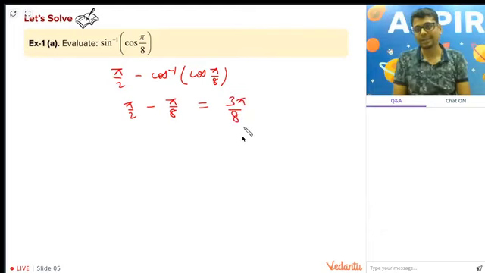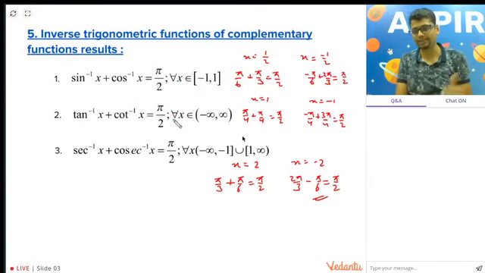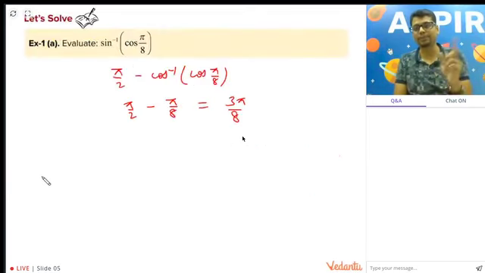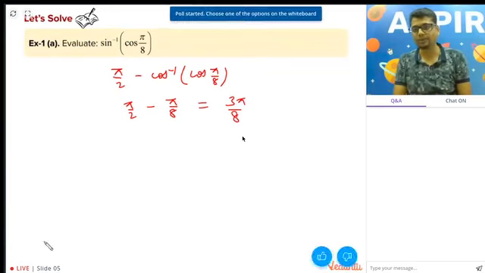So in case there is doubt, please ask. This is the main slide in case some of you have missed while joining late. Sin inverse x plus cos inverse x is pi by 2. So as tan inverse x and cot inverse x, and sec inverse x plus cosec inverse x is also pi by 2 for appropriate input. Let me take a quick poll.